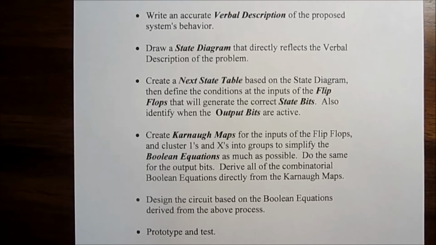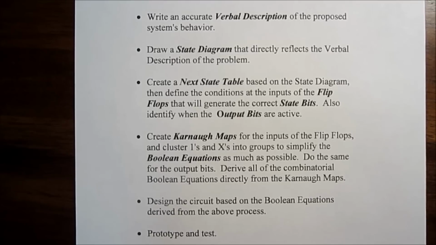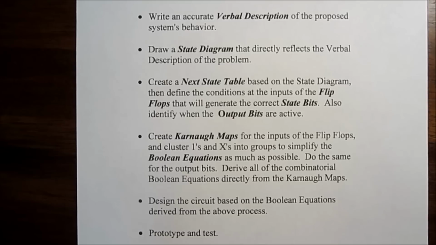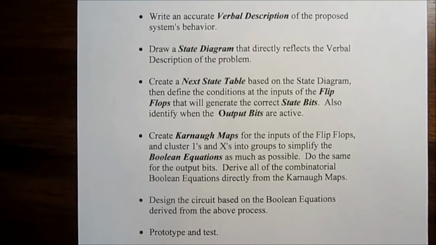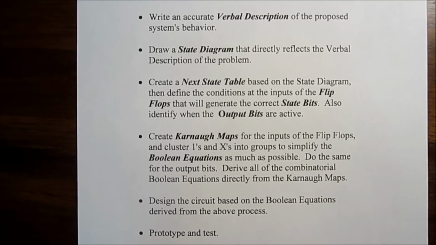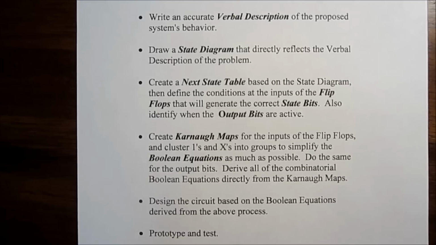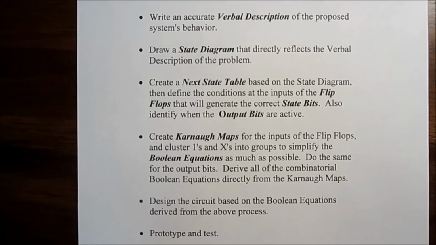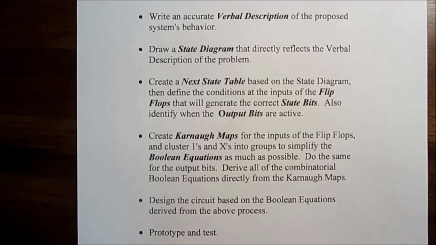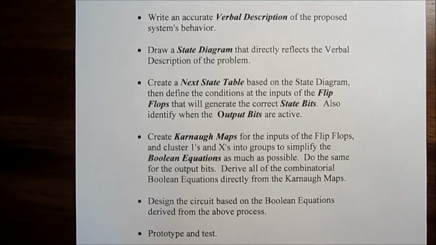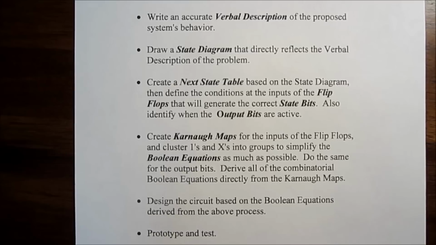First thing you want to do is come up with an accurate verbal description of the problem. Then you generate a state diagram from the verbal description. Next thing you do is take your state diagram and convert it into a next state table, adding additional information about how to excite the flip-flops that you're using in the system. In this case, we're using JK flip-flops, so we have a J and a K input for each of the flip-flops. How do you generate the inputs to the flip-flops that will give you the proper next state output bits?